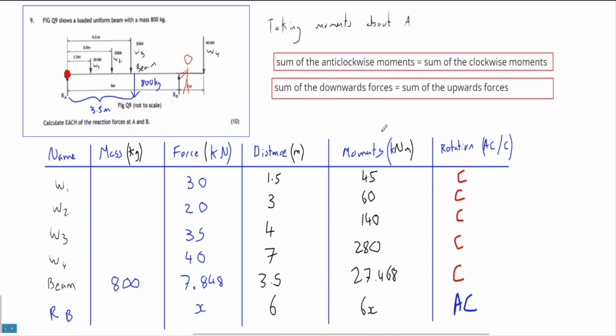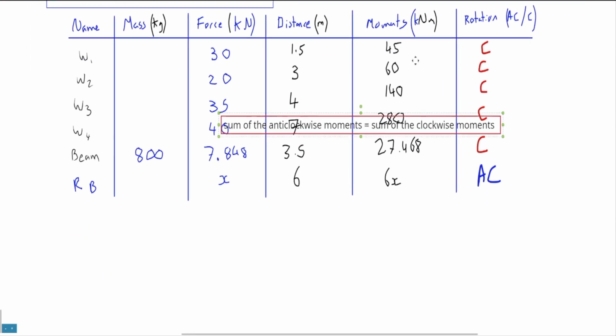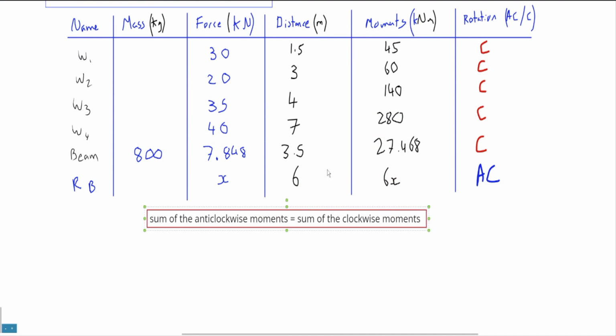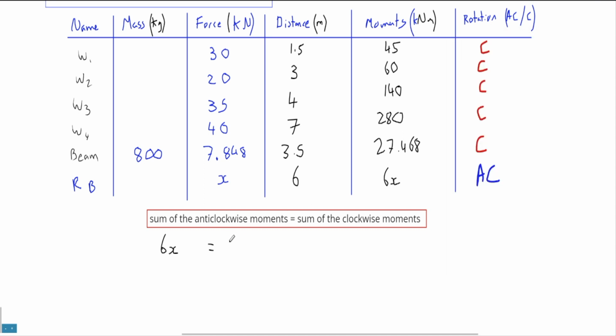Okay, now comes our rationale. The sum of the anti-clockwise moments is equal to the clockwise moments. So I'm going to drag this down because we need to get to work on this. Actually, I said it backwards. The anti-clockwise moments is 6x, that one, and then all of this added together will be the sum of the clockwise. I could write it down, but it's going to take up a lot of space.